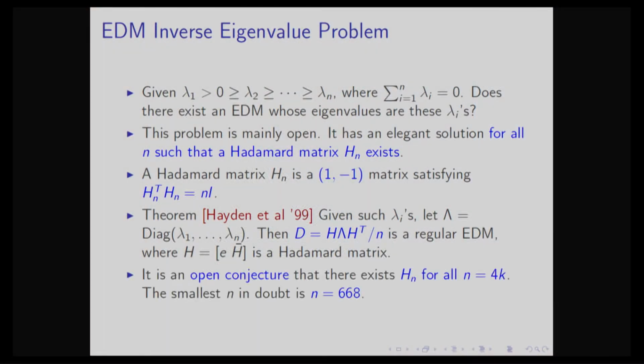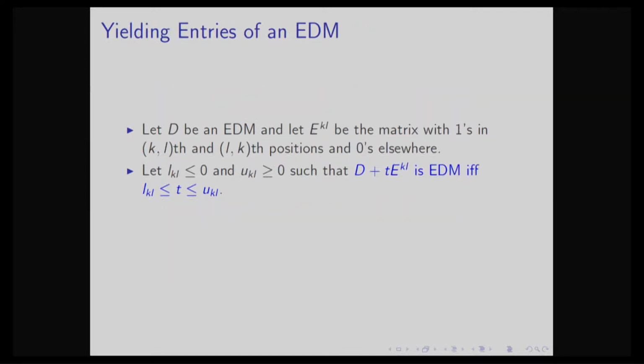Okay, so the well-known open conjecture about Hadamard matrices is that Hn exists for all n which are a multiple of 4. And the smallest n where this thing is in doubt is n equals 668. Okay, so all n less than that, we know they exist. So this is an open conjecture. Okay, so that ends the first part of my talk.